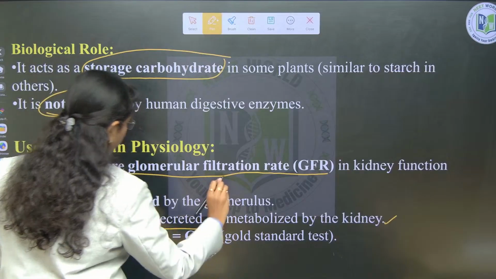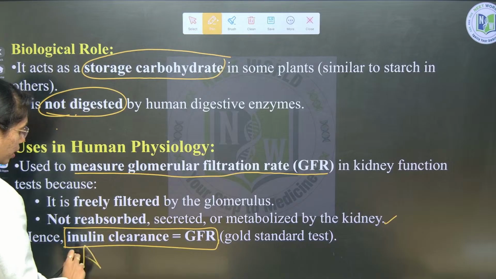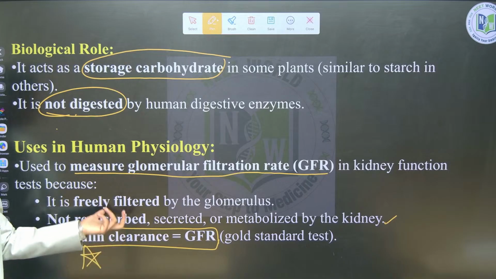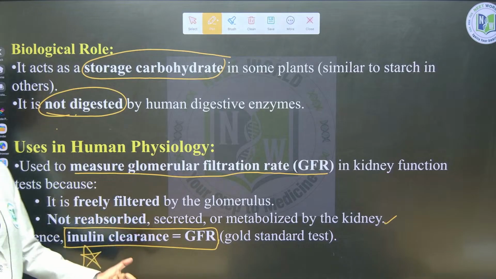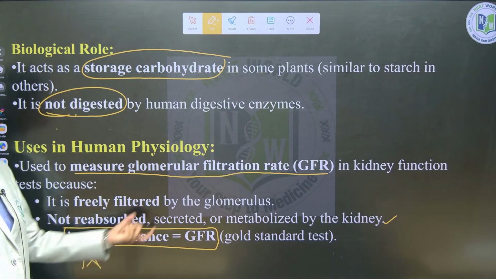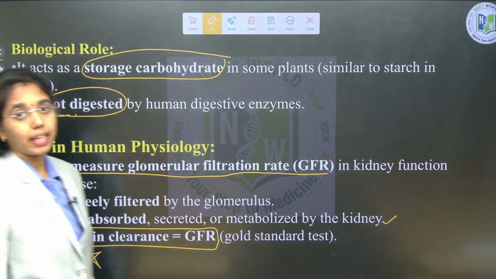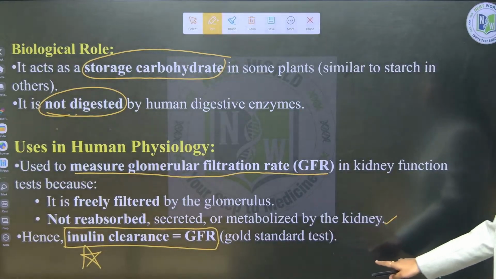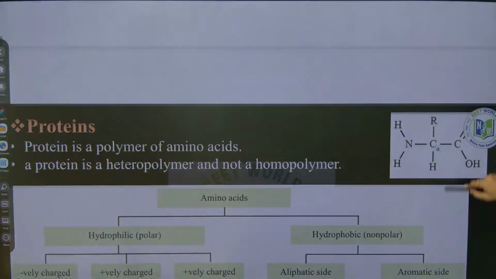Inulin clearance will be equal to what? Glomerular filtration rate. Very important, this is not there in your NCERT, but for your knowledge I am telling you. Inulin is not absorbed by the human system, so this will be removed. That inulin clearance will be equal to glomerular filtration rate, where you will learn clearly in excretion of your human physiology. Till here it is clear, and then we will move on to proteins.